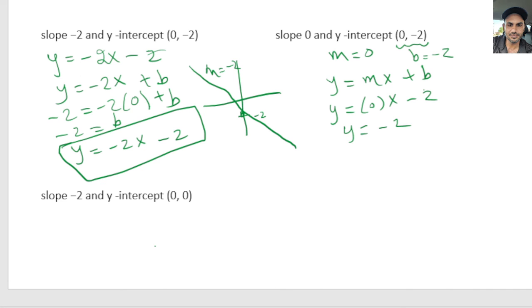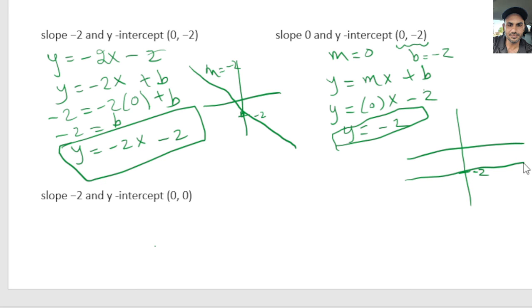Alrighty, sorry for this. So this is just a horizontal line with y equals negative 2. How do we graph it? So we have this graph, negative 2. So right here, basically we have a horizontal line at y equals negative 2. And here, let's do one more and final example where the slope is negative 2 and the y-intercept is (0, 0).